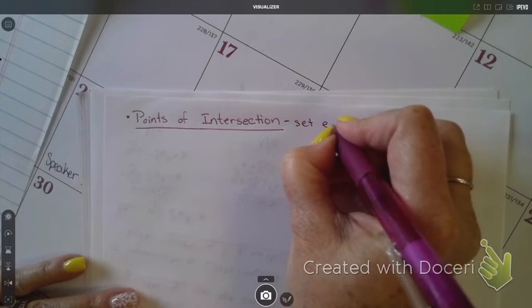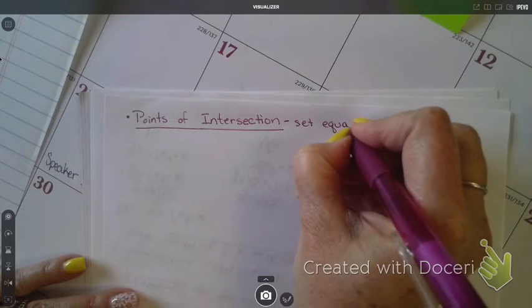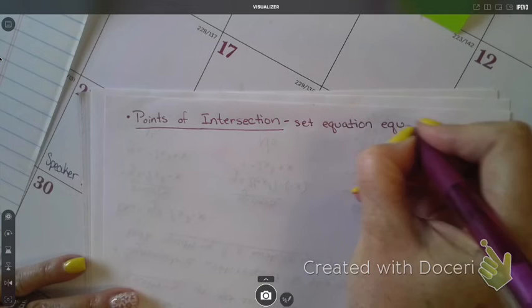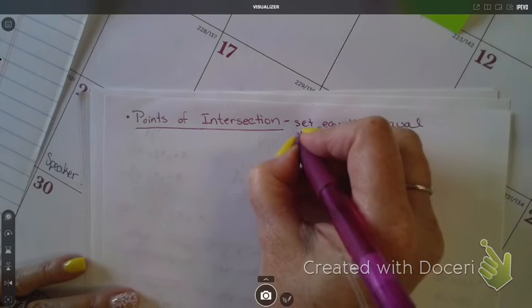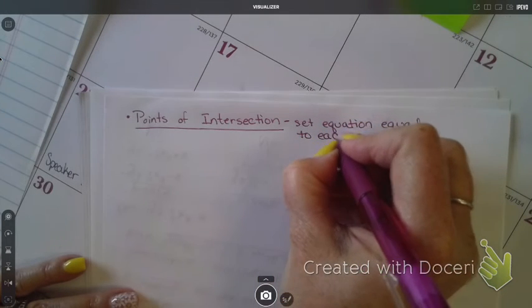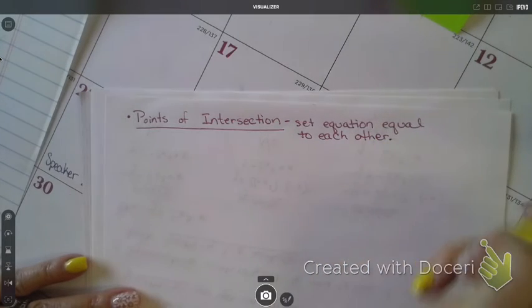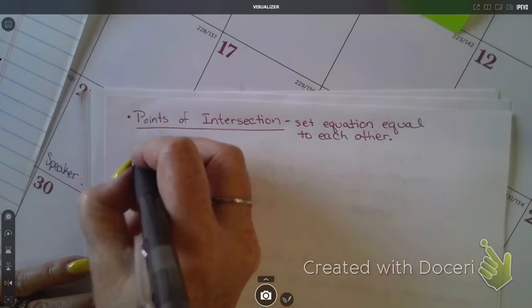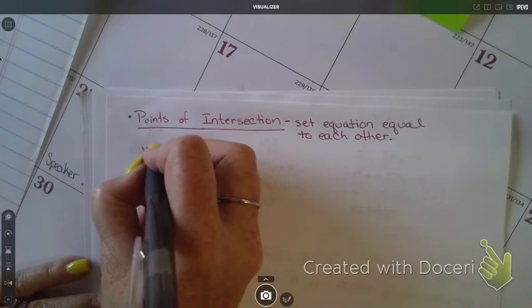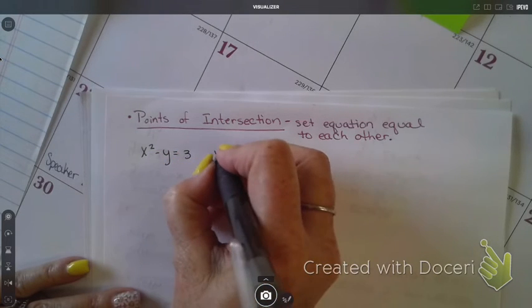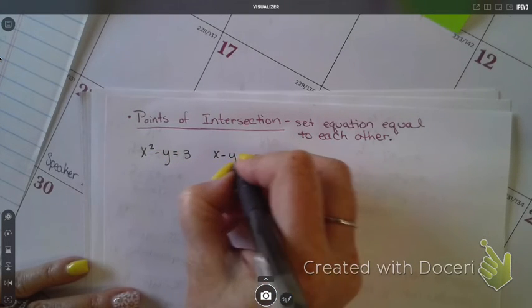Set equations equal to each other. So I have x squared minus y equals 3, and x minus y equals 1.